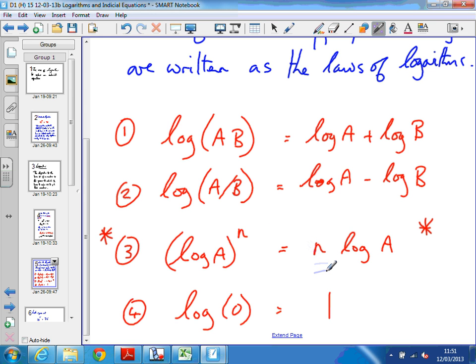I've added one other. Remember, anything to the power 0 is 1, so the logarithm of 1 is 0. Worth just jotting that down. So there are the laws of logarithms.